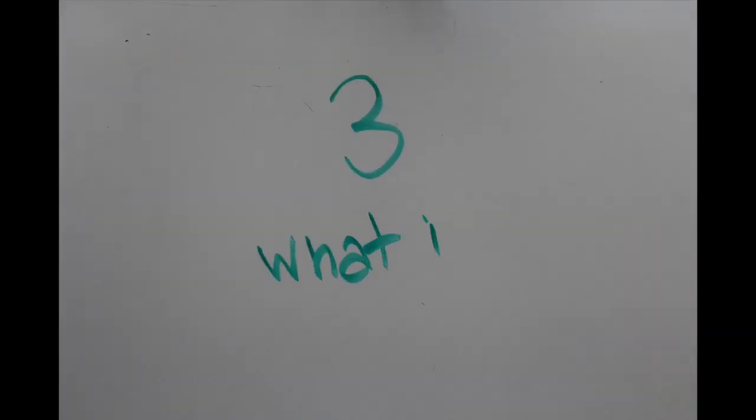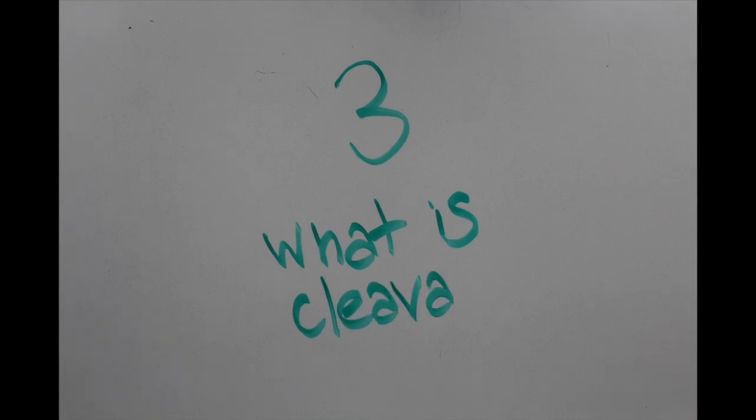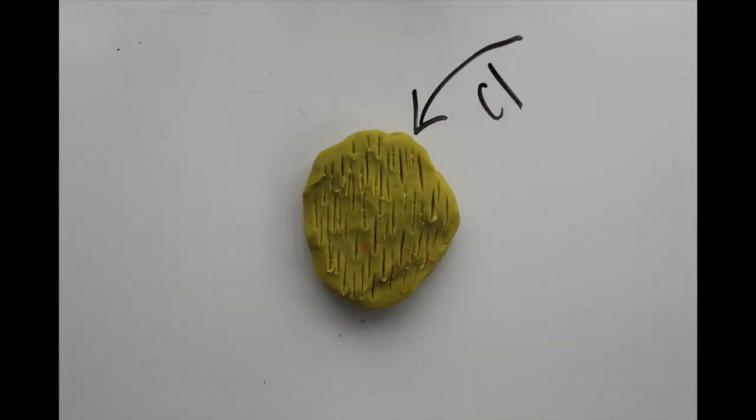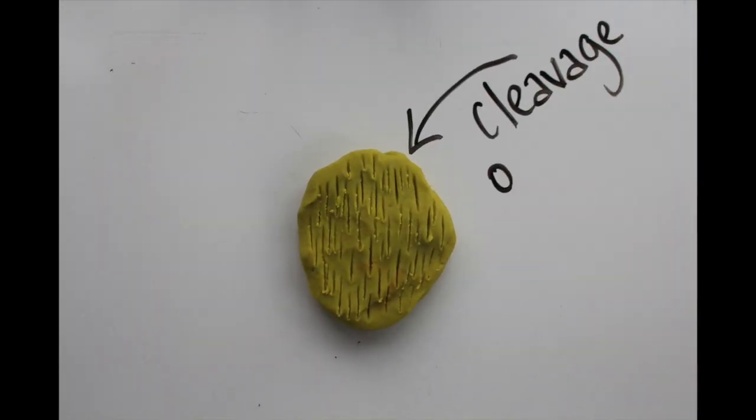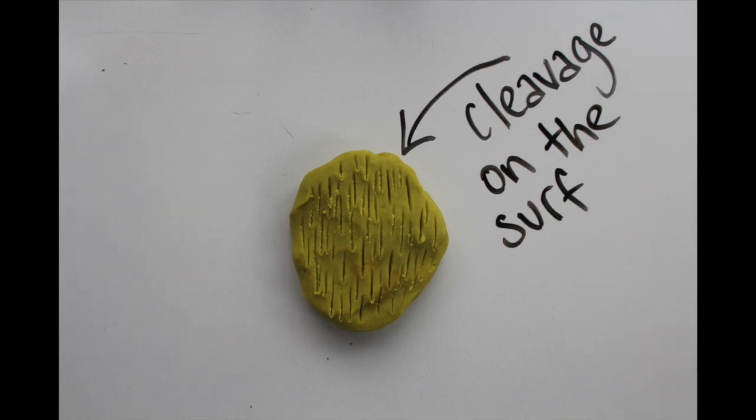Lastly, let's define what cleavage is. Cleavage is a type of planar rock feature that develops as a result of deformation and metamorphism. It is seen as cracks in the surface of a rock, all running in the same direction.